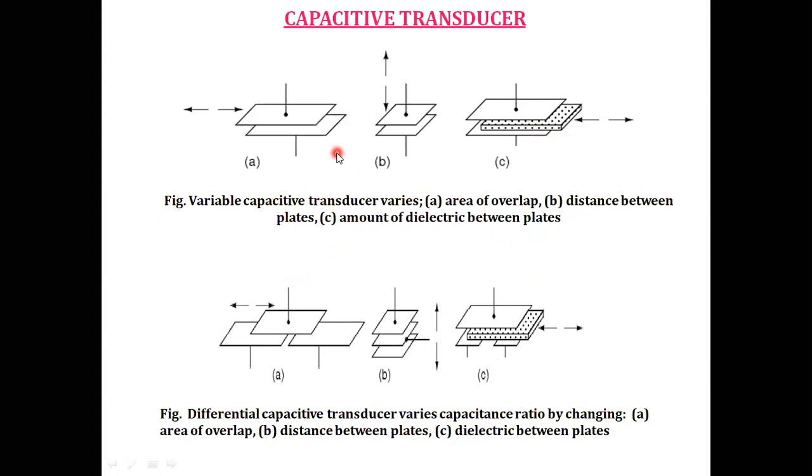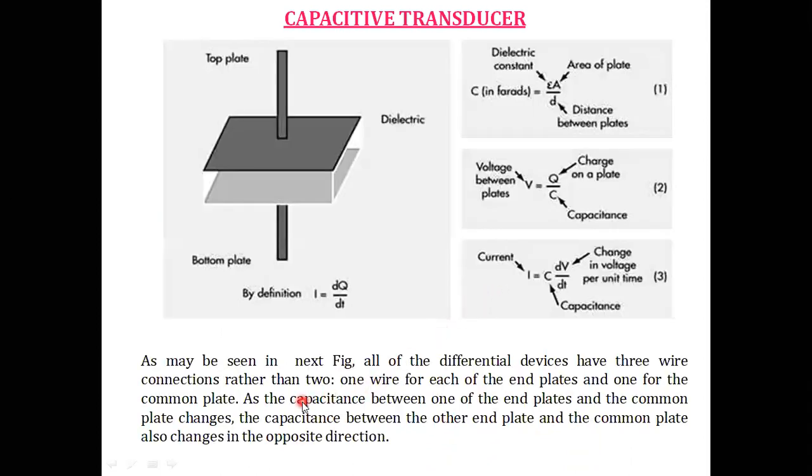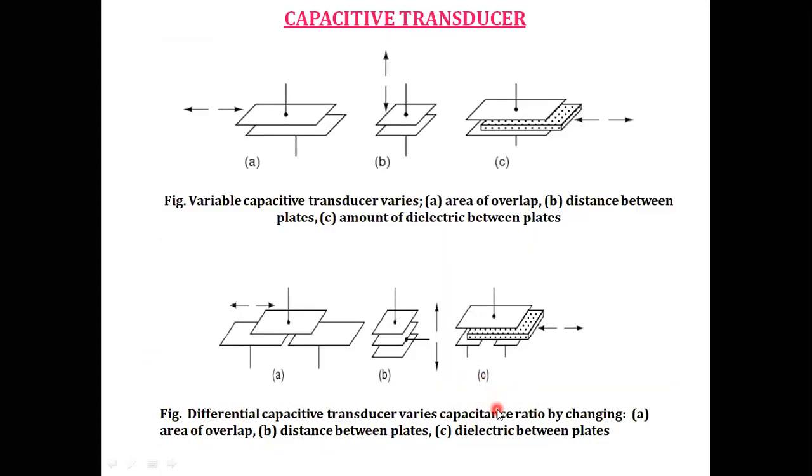In the normal one I use two plates, whereas in a differential capacitor transducer I use three plates. A differential capacitor transducer varies the capacitor ratio by changing the area of plates between three plates, the distance between plates, and the dielectric between plates. This is the differential capacitor transducer, and this is the normal variable capacitor transducer. First one is area, next one is distance, and the third one is dielectric.